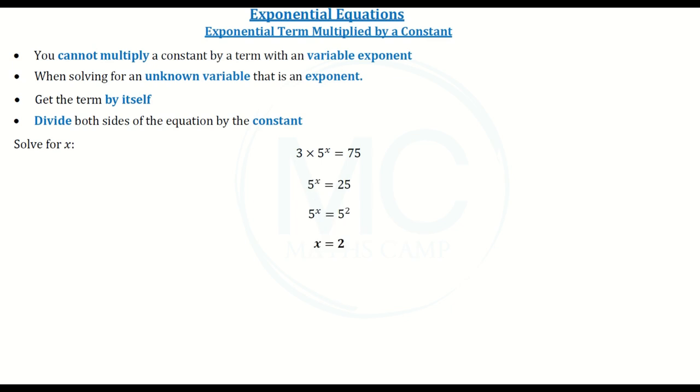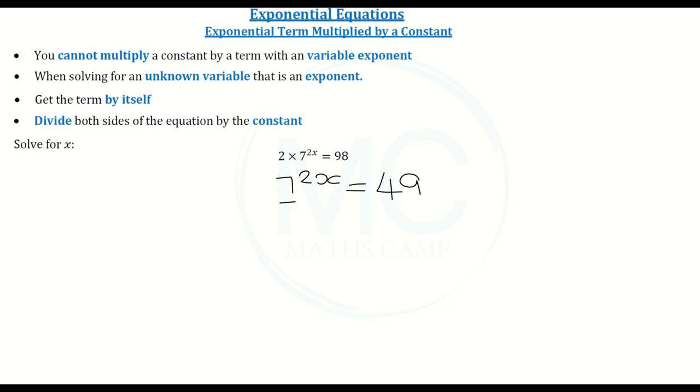Let's do another one. 2 multiplied by 7 to the power of 2x is equal to 98. Let's start by dividing both sides by 2. On the left, we now have 7 to the power of 2x is equal to 98 divided by 2, which is 49.